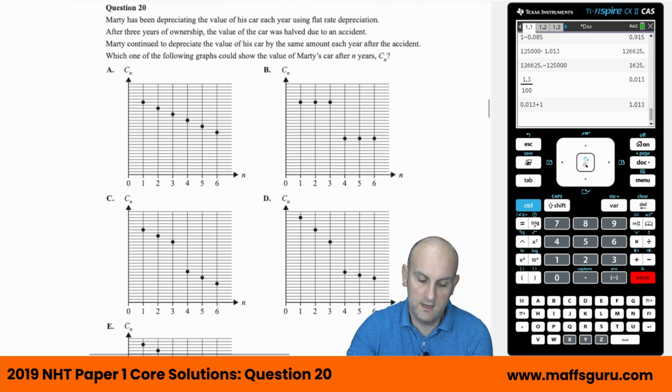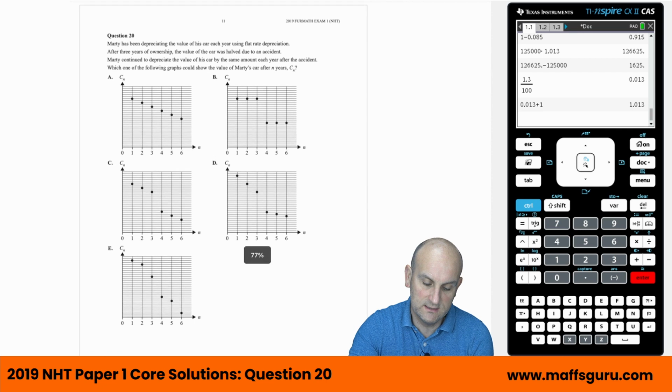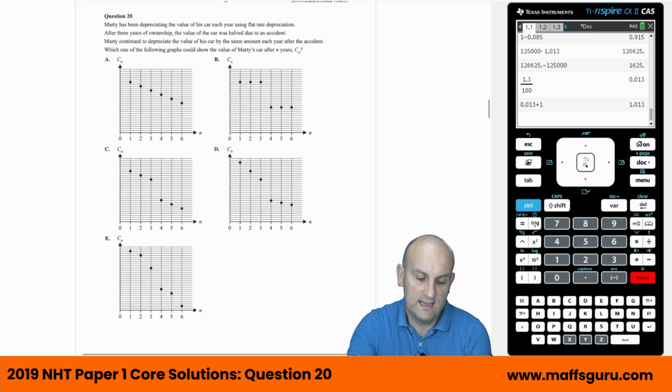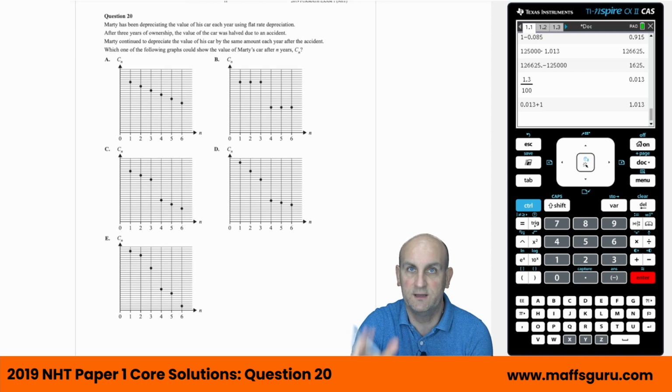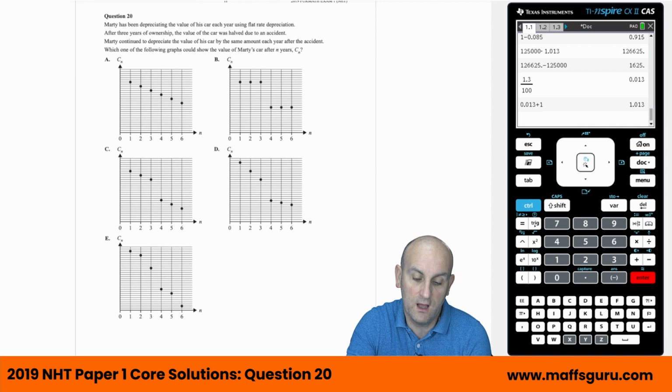Question number 20, Marty. Let's zoom out so we can see the whole question. Marty has been depreciating the value of his car each year using flat rate depreciation. It goes down by the same amount every single period. After 3 years of ownership, the value of the car was halved due to an accident. Marty continued to depreciate the value of his car by the same amount each year after the accident, which is the following graph.